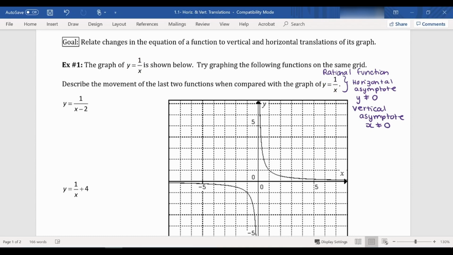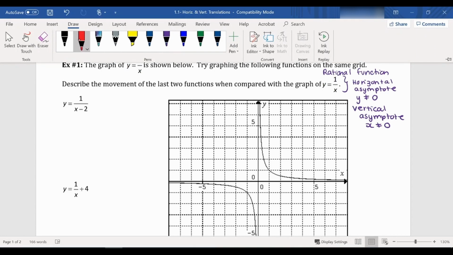Okay. So our job here is going to be to try and graph these two functions that you see on the left, y equals 1 over x minus 2, and y equals 1 over x all plus 4. These are both rational functions as well. So our first thing is we're going to try and figure out where our asymptotes are to help us graph these.